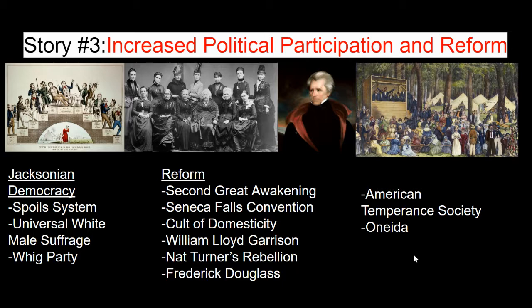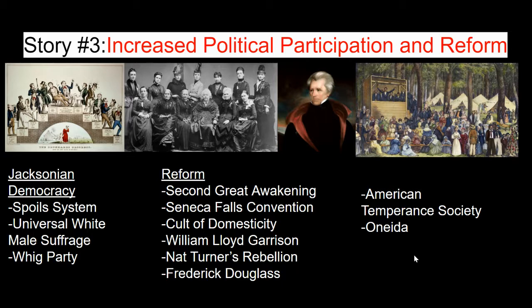Jackson created the modern Democratic Party. And because of that, you now have a functioning two-party system. This is still the dominance of Jeffersonian America, and it will go on again until about 1840, when the first Whig president gets elected. But the key here is that you now have a functioning two-party system.